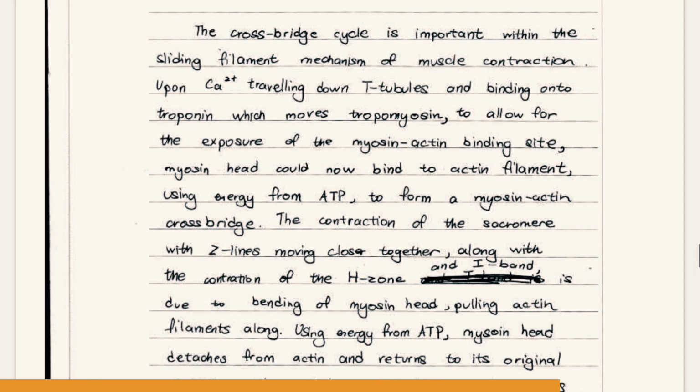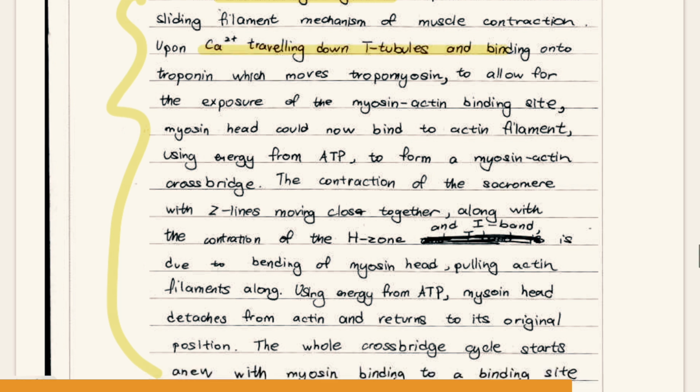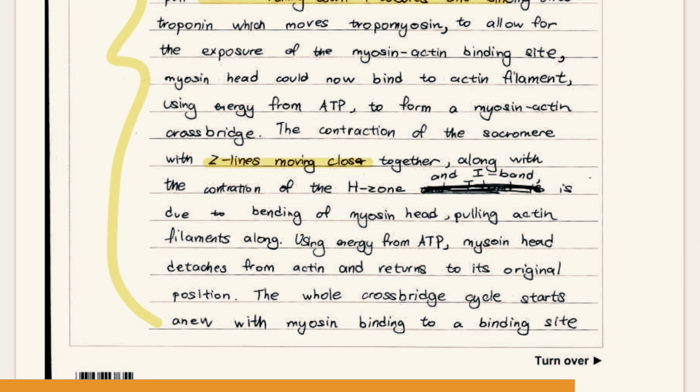Cross-bridge cycle here. So here I talked about all the knowledge of my cross-bridge, so I just regurgitated it about Ca2+, T tubules, contraction of sarcomere. So make sure I include all the keywords and the technical terms to make myself sound smart, because this essay is really just make sure that you sound smart, and the smarter you sound, the better it is.